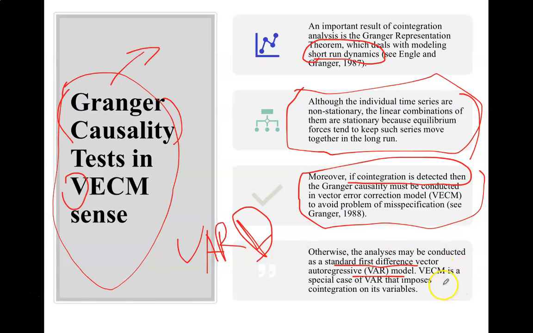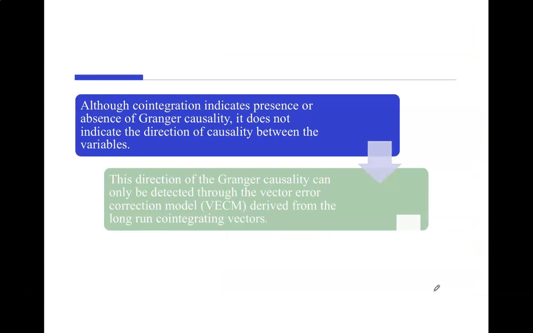Right? VECM is a special case of VAR that imposes co-integration on the variables. So if the variables are not co-integrated, there's no long run, so we just have to find the short run relationship using the VAR in first difference. If there is a long run, then we proceed with VECM, which is a special case only for a long run. Here, our focus is on VECM. Certainly, I will also show you what ECM is in the estimation part, the idea behind it.